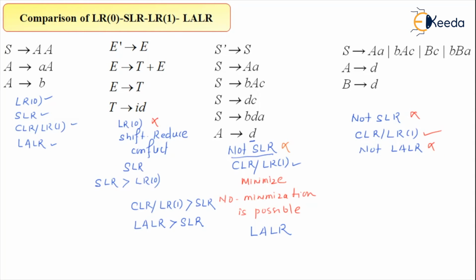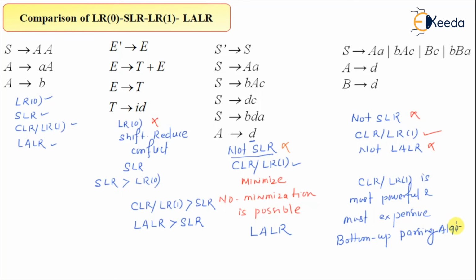So now what we can say among this comparison is that only CLR can recognize this. So CLR or LR1 is the most powerful and most expensive. In what terms? Space and time complexity. More number of states, the most expensive bottom-up parsing algorithm.